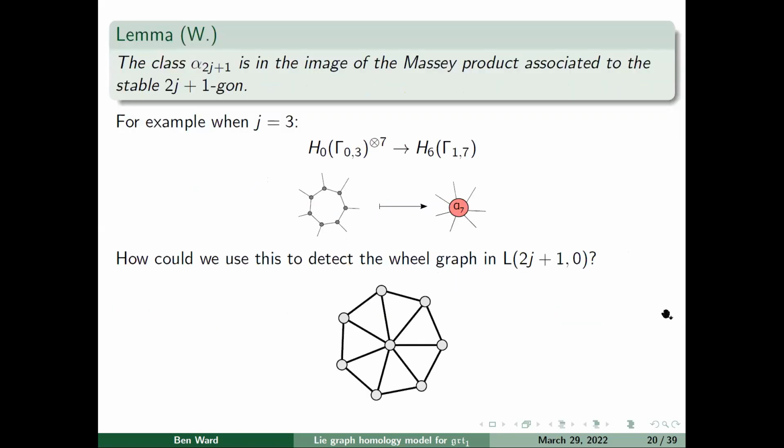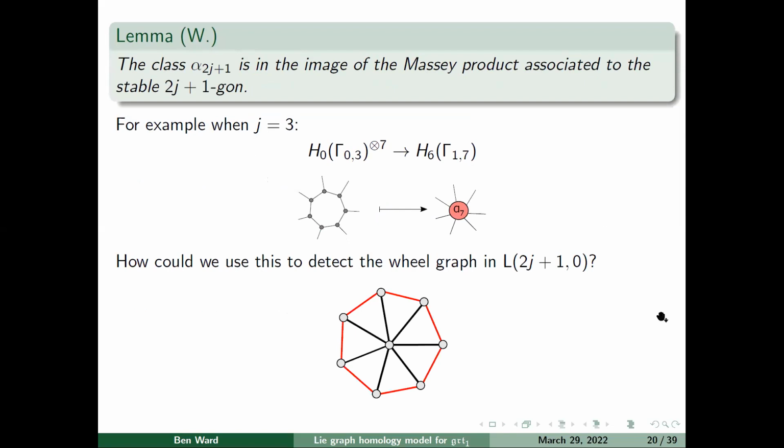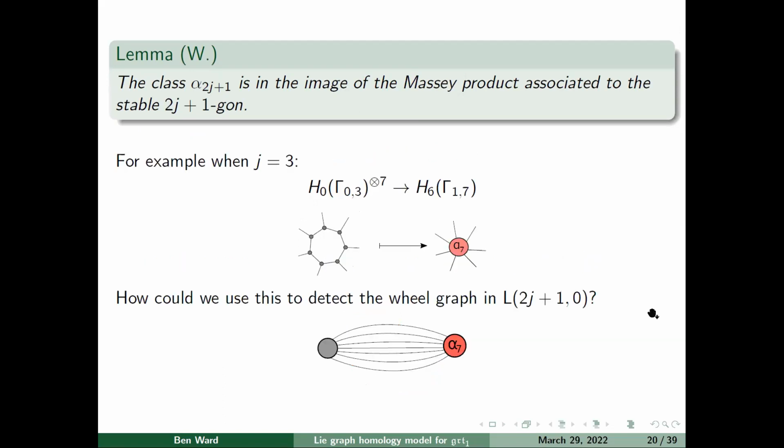Well, okay, here's the wheel graph, and there's an obvious first guess, which is that you could take the exterior polygon, the exterior 7-gon, and contract it. That would give you an element in this complex L that I've been talking about. It would have 2J plus 1 as its genus, and it would have n equals 0.